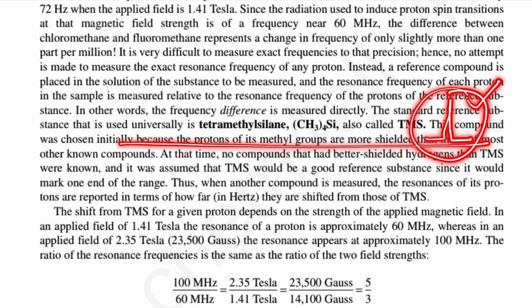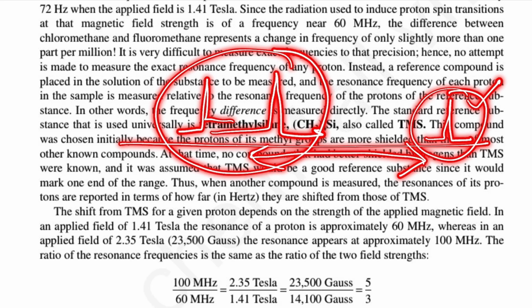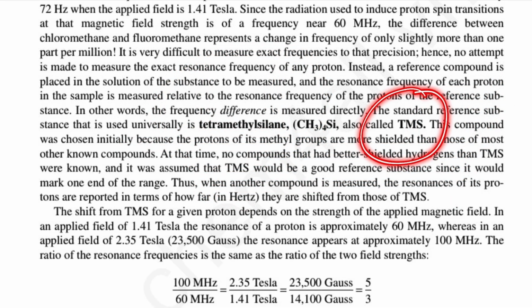So we take this as a reference, and if some other compound's peak appears, then we take the difference between these two peaks. Rather than comparing the peaks of molecules with one another, we take the difference of these peaks from the TMS, or tetramethylsilane, which is called the internal standard.